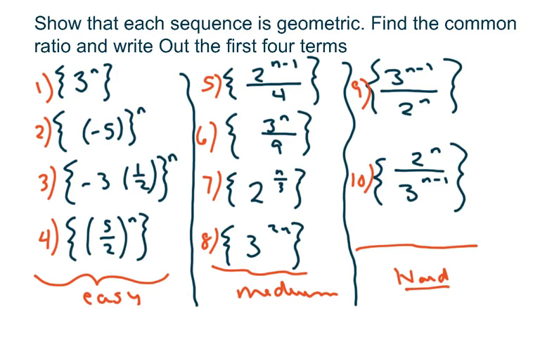Our common ratios on this easy set look like this. Our common ratio for number 1 would be 3. For 2 it'd be -5. For 3 it'd be 1/2. And for 4 it'd be 5/2. So all of these are exponential. So all geometric sequences look exponential. So let's go ahead and get started. We're going to do this first step, and the second step, and then the third step.